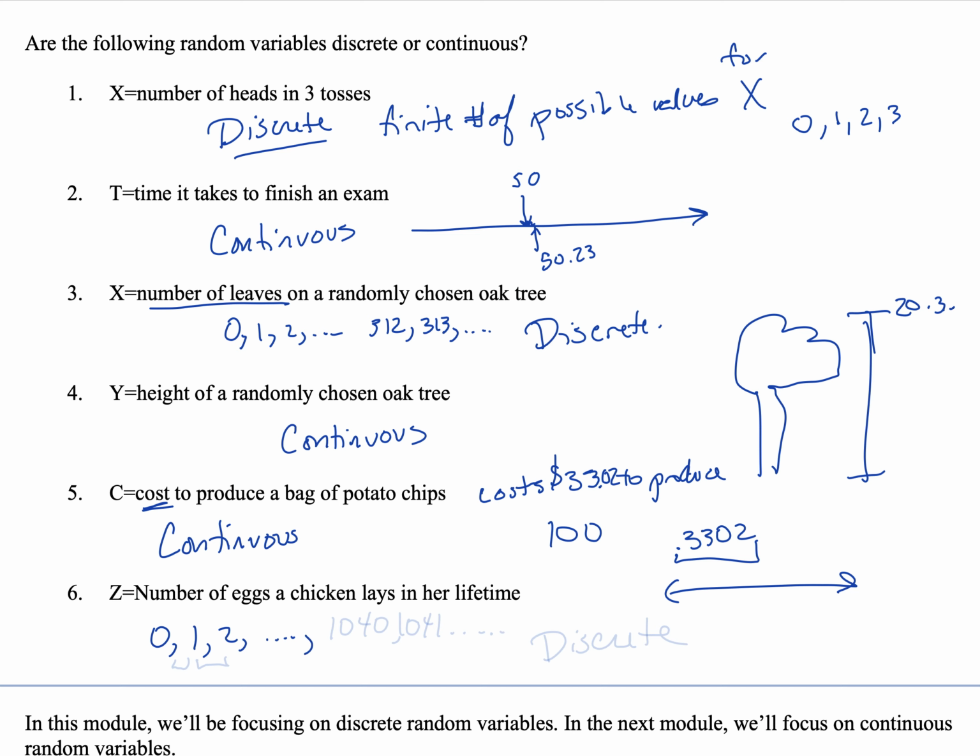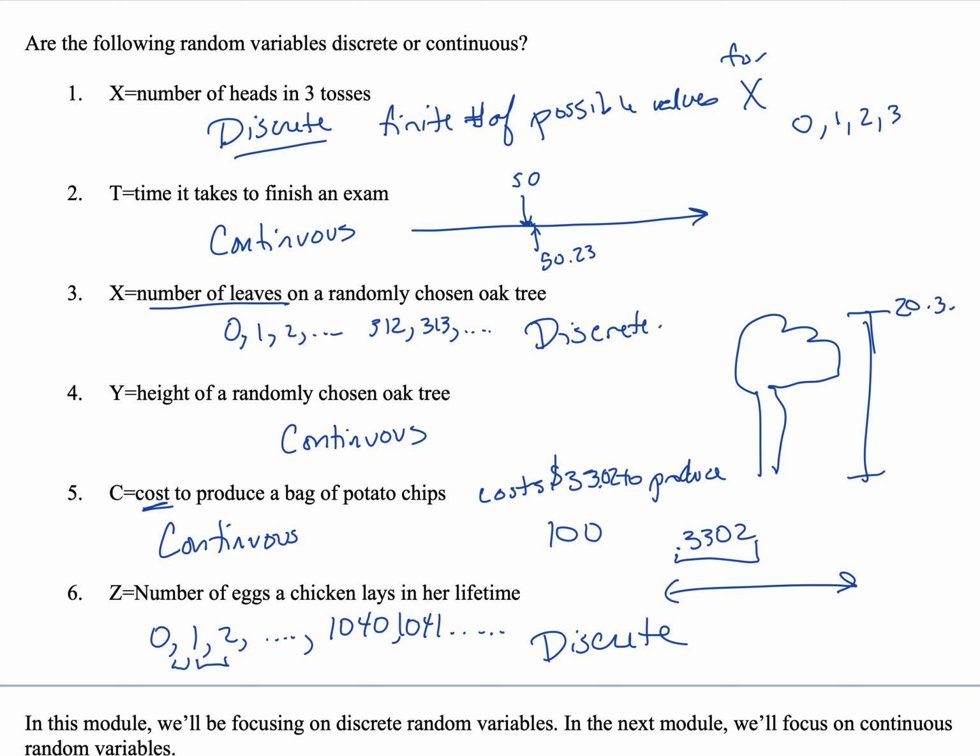And it could also be, maybe this chicken lives a very long time, 1,040 and 1,041 and so on. And again, there's no particular upper limit, but there are gaps between these possible values. So this is not a continuous scale, it is discrete. This is a discrete random variable.